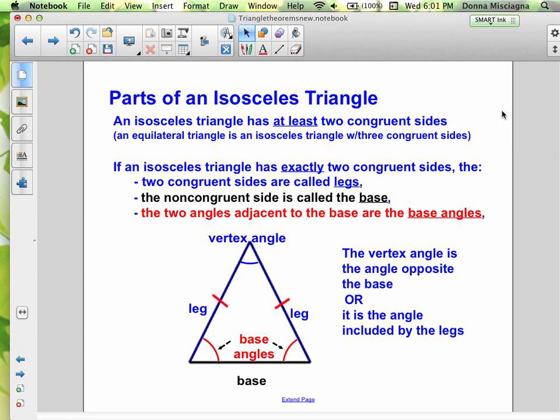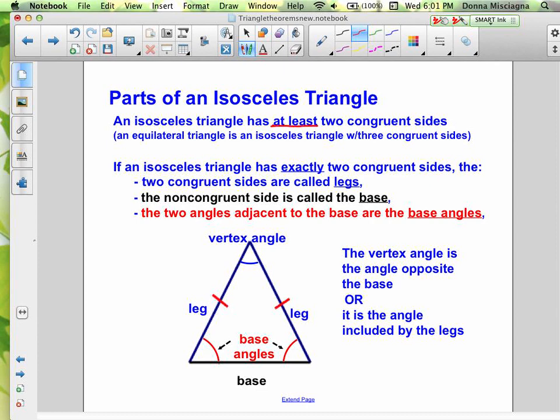Welcome to base angle theorem, and we're going to learn about parts of an isosceles triangle. So an isosceles triangle has at least two congruent sides. Notice that word that's underlined. This is in your notes. I want you to underline it too, the word at least, two congruent sides.